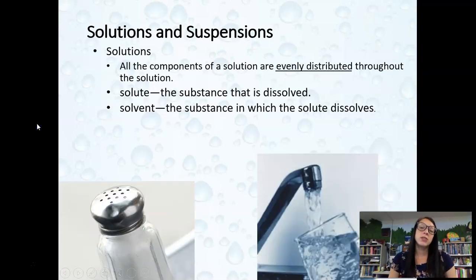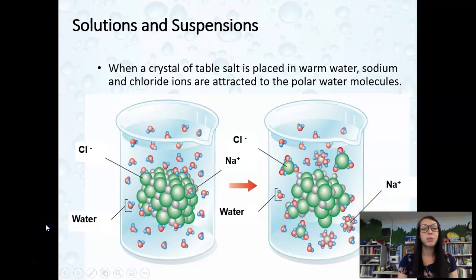So all the components of a solution are evenly distributed throughout the solution, and it's composed of a solute and a solvent. You can think of a solution like a homogeneous mixture. For example, salt water or sugar water would be examples of solutions. You'll make lots of solutions this year. The solute is the substance that is dissolved. So let's say we're going to make lemonade. Sugar would be the solute, or the lemonade packet would be the solute. And then the solvent would be the substance in which the solute dissolves. In that case, it would be water. Water is oftentimes the solvent in biology.